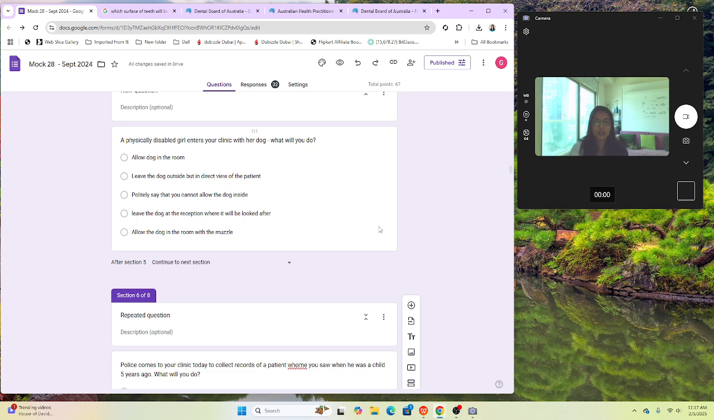But coming down to the answer, two types of dogs will always be allowed inside your operatory. One is the assistant dog. What is an assistant dog? An assistant dog is the one which is helping the patient cope, or it has been recommended by the patient's therapist that they can have. Now, in this scenario, it's a physically disabled girl and the dog is helping her in various ways. So it becomes an assistant dog. So an assistant dog will always be allowed inside the operatory.